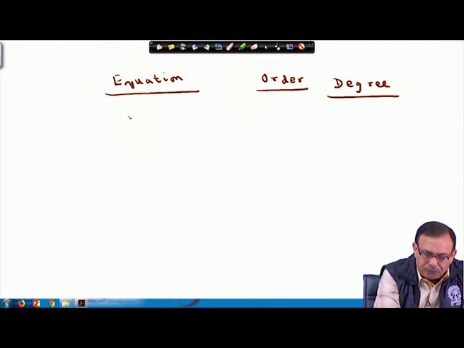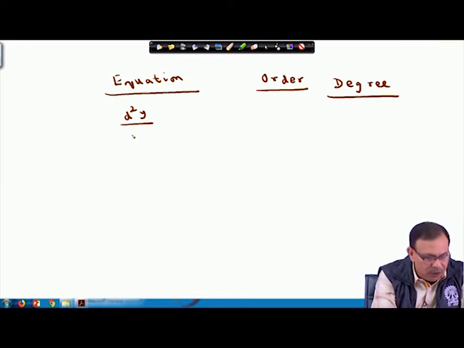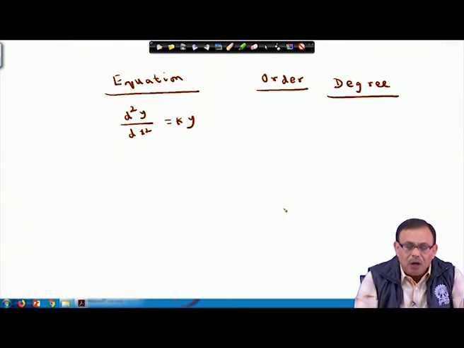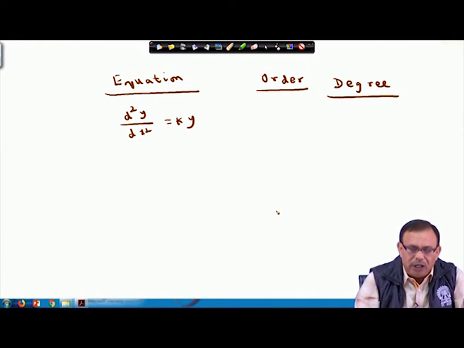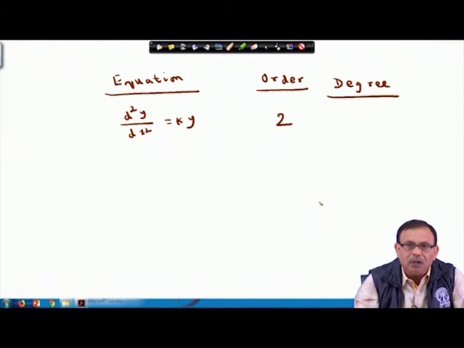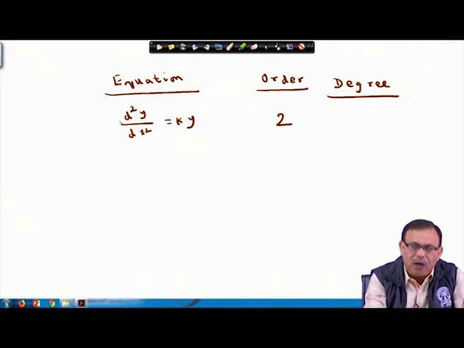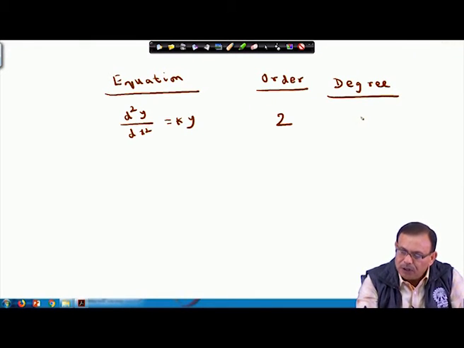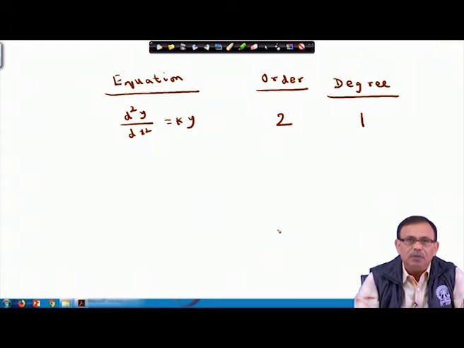So, suppose you have an equation d2y/dx² equals ky. From the definition, what is the order? Order is the highest order derivative which appears in the equation. Here the highest order derivative is the second, that is d2y/dx². And what is the degree of this highest order derivative? Degree is 1, no whole square or anything like that is involved. Therefore, for this the degree will be equal to 1.